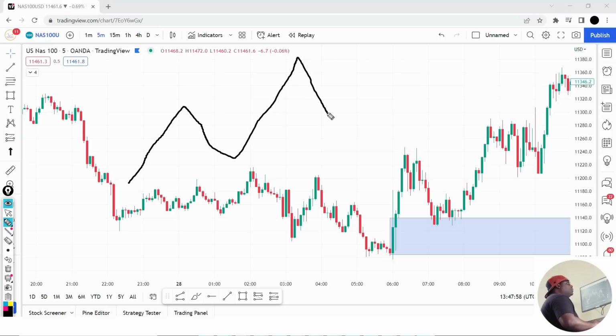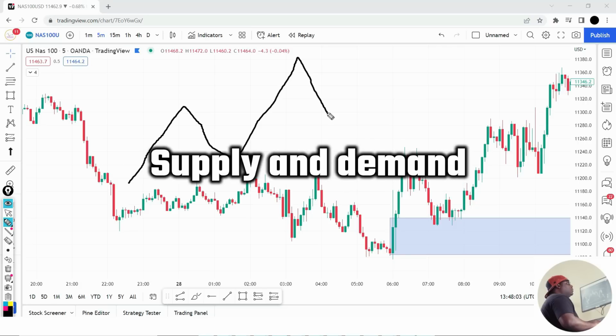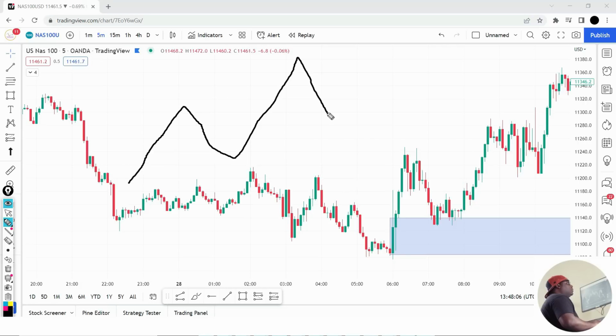Now, there are so many ways to enter the market, but today I want to keep it as simple as possible. A simple way to enter the market is to look for support or resistance, your key level or supply and demand. You can enter the market as soon as it gets to the level. I don't like doing that because I like to look for some type of reaction first, because it gives me more confidence.